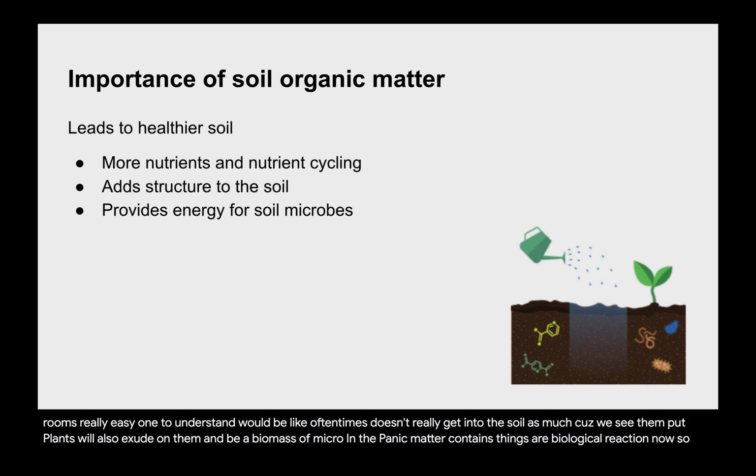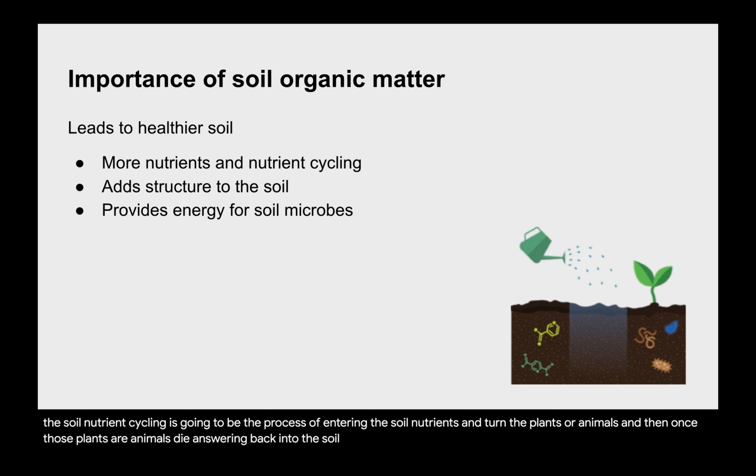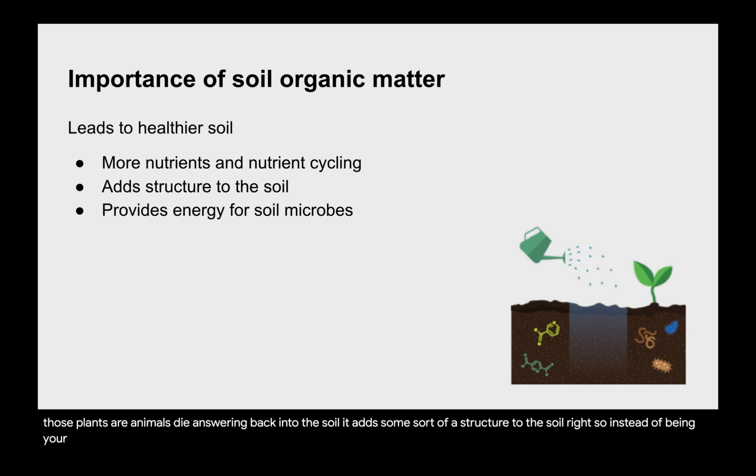Now, soil organic matter is important for soil. It's going to lead to more nutrients in the soil. Nutrient cycling is the process of nutrients entering the soil, nutrients entering the plants or animals, and then once those plants or animals die, entering back into the soil. It also adds some sort of structure to the soil. So instead of being purely clay or purely sand, now we're going to introduce some structure, using broken down leaves or small twigs in the soil.